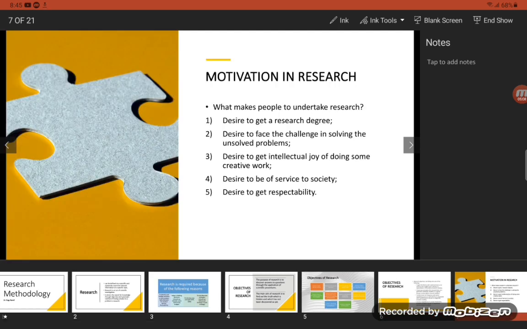Motivation in research. What makes people would like to undertake a research? Number one, desire to get a research degree, say for example master degree or diploma or something like that. Desire to face the challenge in solving the unsolved problems. This is related to something in your real life or your work. So there is a problem and you would like to find the solution for this one. Desire to get intellectual joy of doing something creative. Desire to be of service to society. And finally, desire to get respectability.